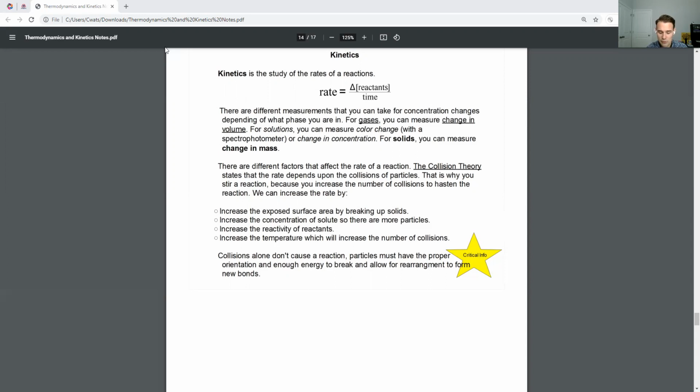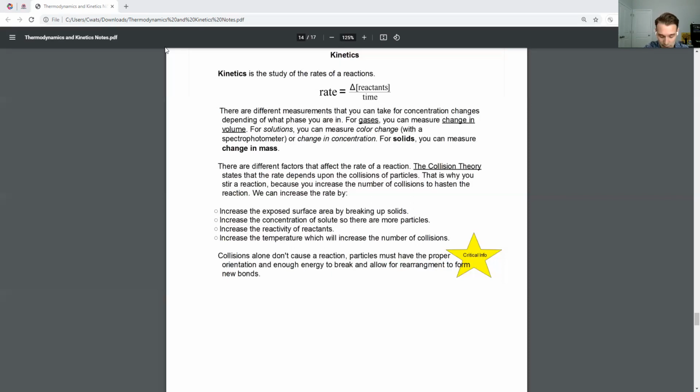Now, there are different factors that affect the rate of reaction. The collision theory states that the rate depends on the collisions of particles. That's why you stir a reaction, because you increase the number of collisions to hasten the reaction. We can also increase the rate by increasing the exposed surface area by breaking up a solid. If you have a hunk versus granules, the granules are going to react faster, and therefore you'll increase your rate. You can increase the concentration of solutes so there are more particles. If there are more particles, there will be more collisions, and therefore your rate will increase.